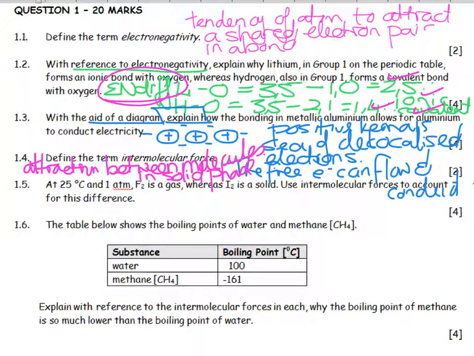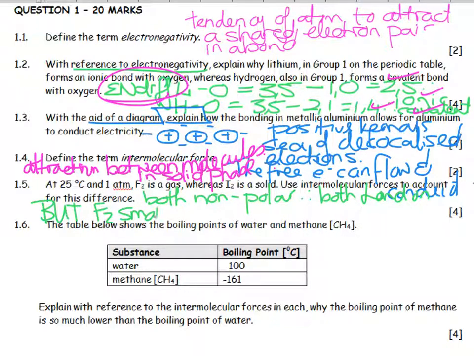That's all you needed. At a certain temperature and pressure, fluorine is a gas and iodine is a solid. Use intermolecular forces to account for the difference. So you need to think, what is the difference between fluorine and iodine? Firstly, they are both nonpolar, and therefore both have London forces between them. But fluorine is small and iodine is big.